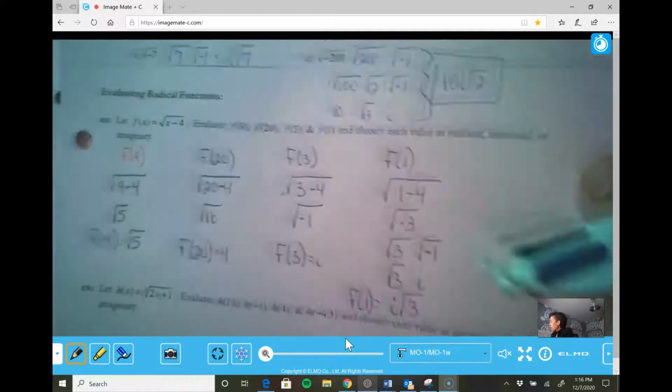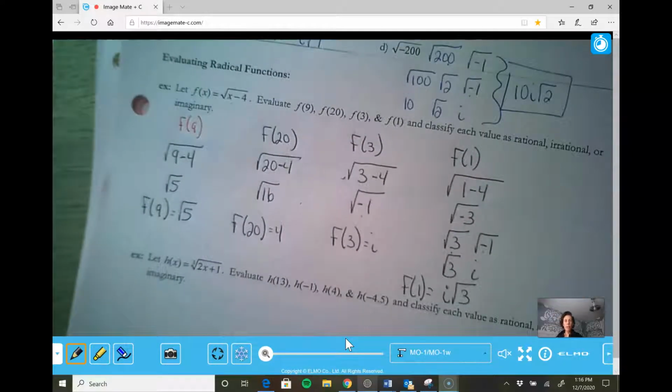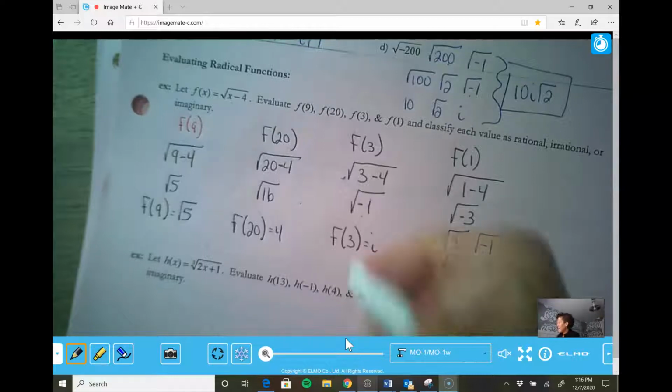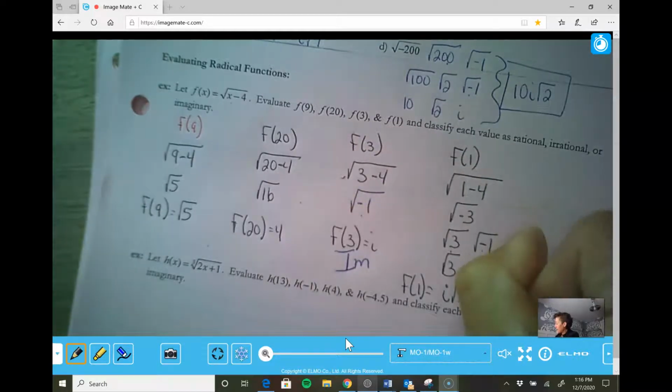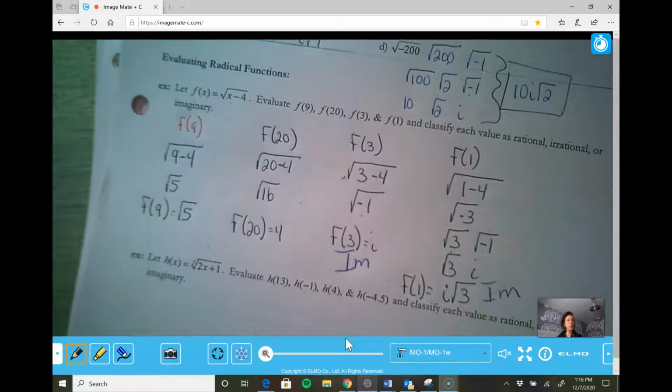So the next thing it wants us to do is classify these numbers as rational, irrational, or imaginary. Well, the first part is these two. This is imaginary because I get i's, and so is this. So as soon as you get an i, it's an imaginary number, pretty easy.